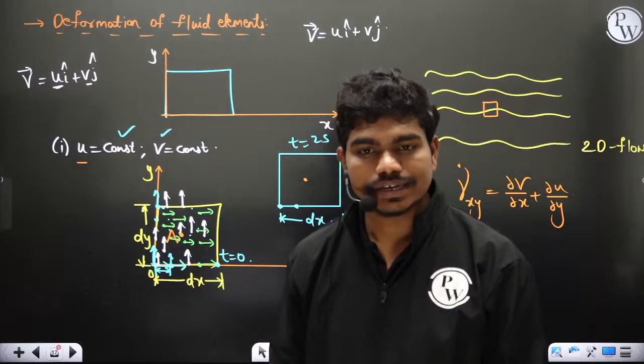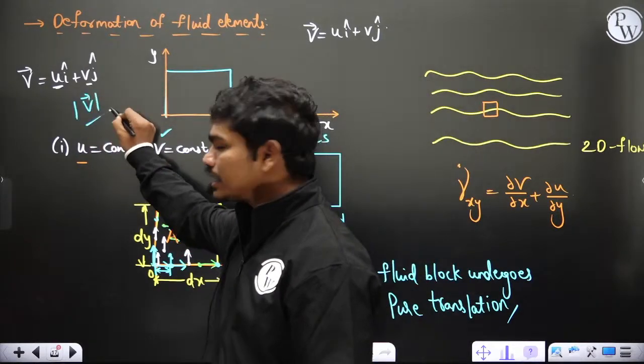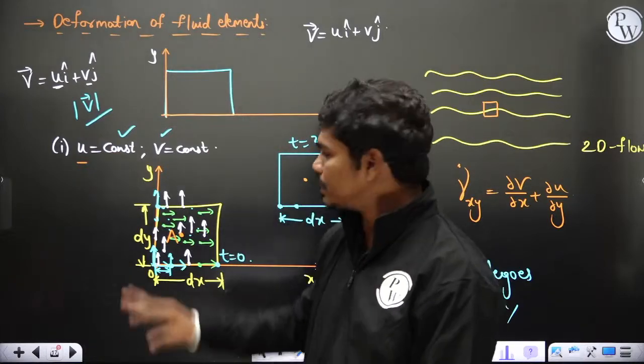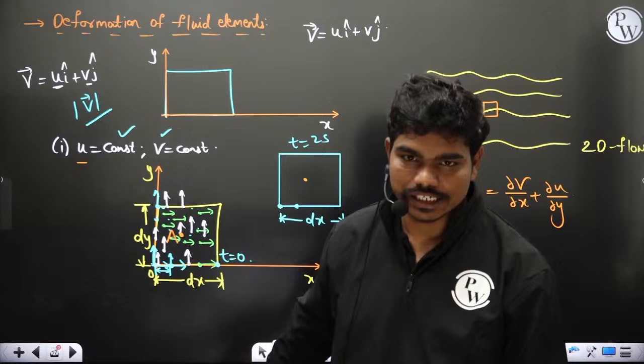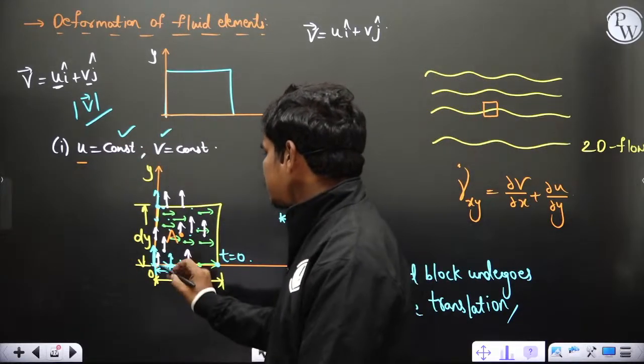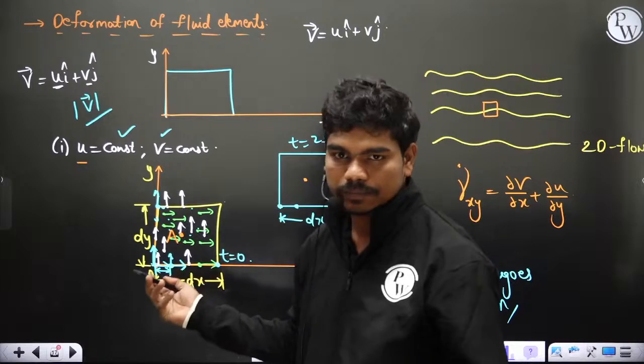Clear? Simple, no? If u is constant, v is constant, that means the magnitude of v is also constant. If the magnitude of v is constant at any point, all these points will travel by equal amounts in a given time, in the same direction, because u and v are constant. So if this particle is moving here, this particle will move here, this particle will move here, like this. Now, the second case I would like to tell you.